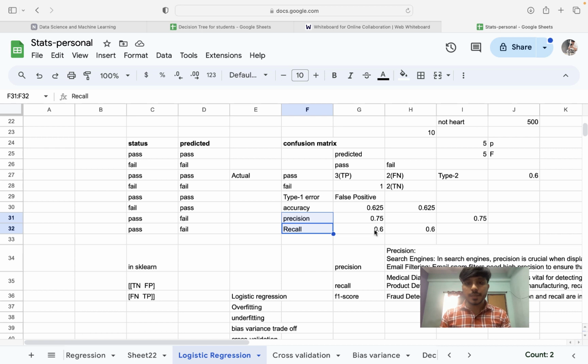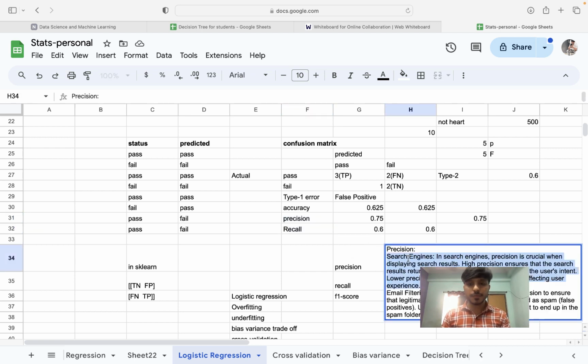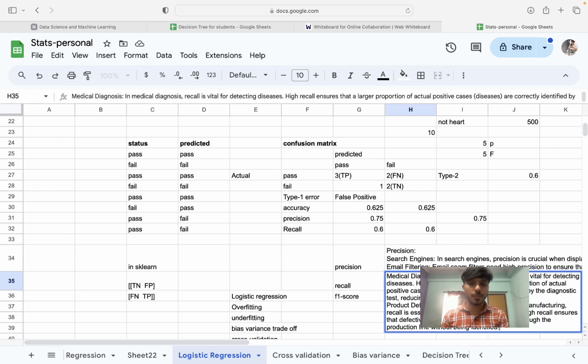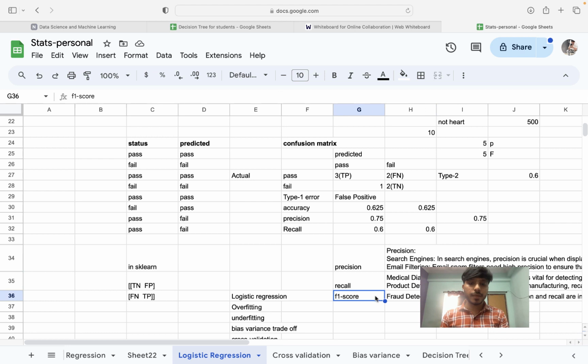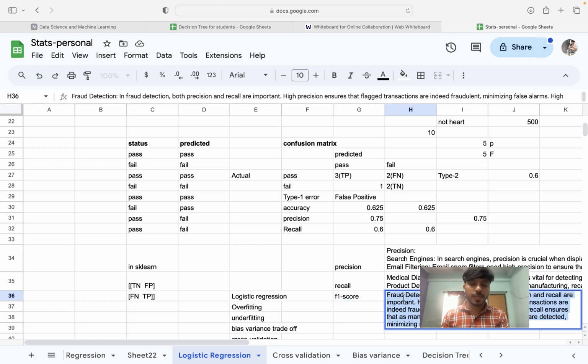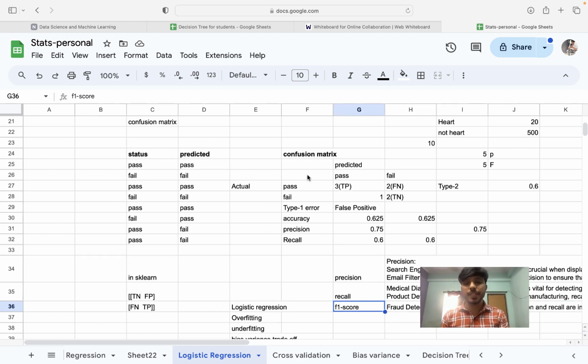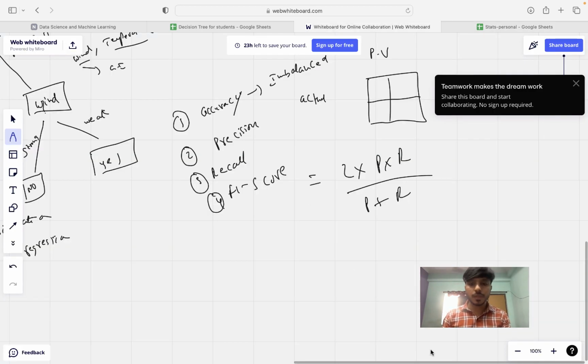Now, in the real time, see, for search engines and also for email filtering, you use precision metric, and for recall, as I said, medical diagnosis or product defect detection. And F1 score, it is also used for fraud detection. When you cannot decide whether to go ahead with recall or the precision, then you would go for F1 score. Okay, so based on these metrics, you would decide whether your model is performing really well or not. Okay, so if it is not performing, try applying cross validation technique or hyperparameter tuning.